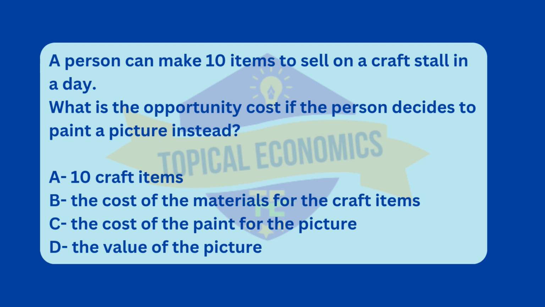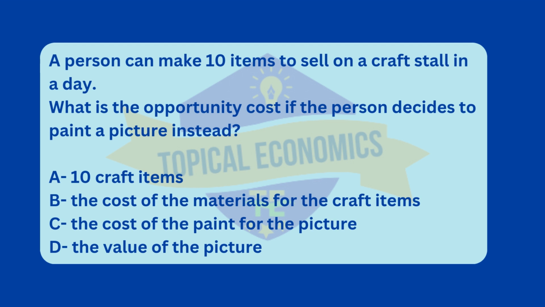Opportunity cost is about what is foregone, the alternative you give up, not the costs incurred in the process. The opportunity cost is the value of the 10 craft items, not the material costs. Next, option C. The cost of the paint for the picture is incorrect, because the cost of the paint is simply an expense related to painting the picture, not the opportunity cost. Opportunity cost refers to what you give up by making a choice, i.e., the 10 craft items, not the specific cost of materials used for the chosen activity.